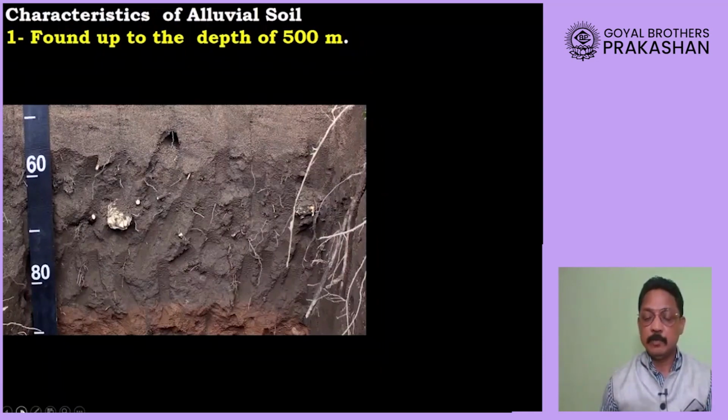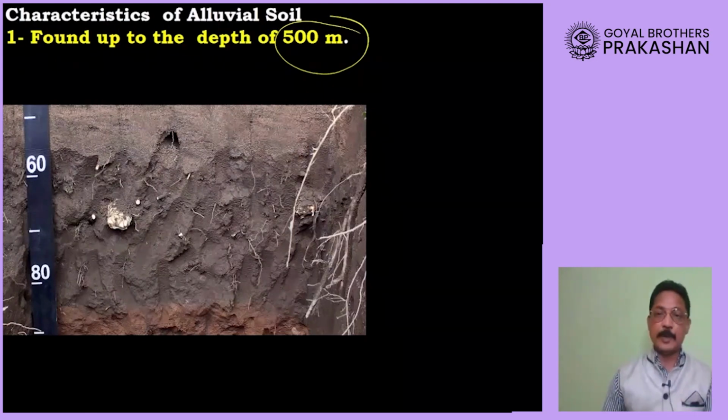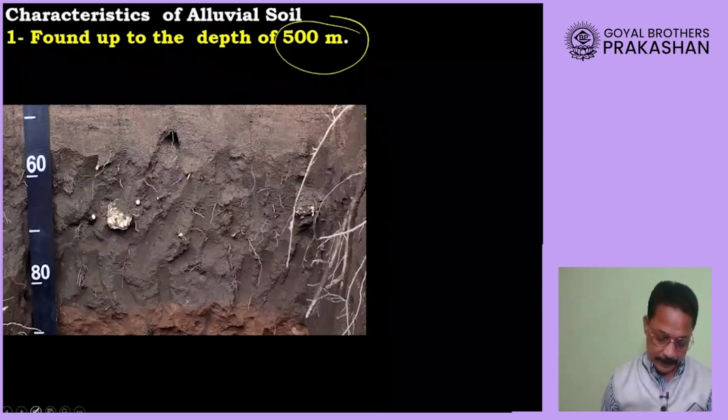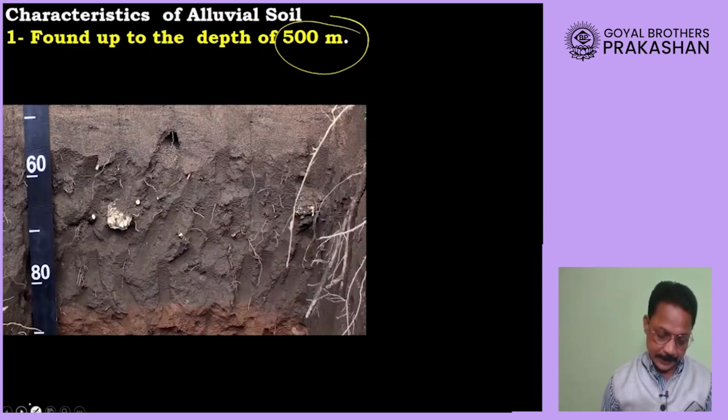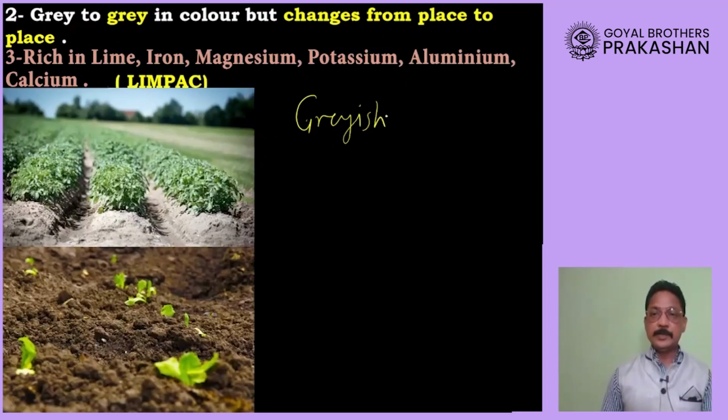Now, what are the characteristics of alluvial soil? Please remember, some time back we saw that depth determines the fertility of the soil. And here we will find that alluvial soil is found up to the depth of 500 meters. That means it is found at an extremely great depth, and therefore this soil is very good for cultivation of crops.